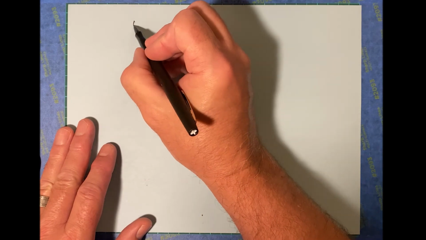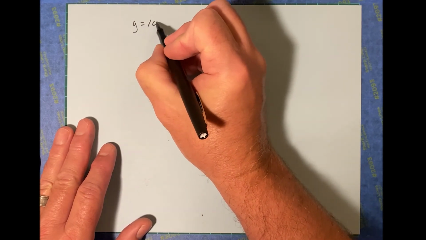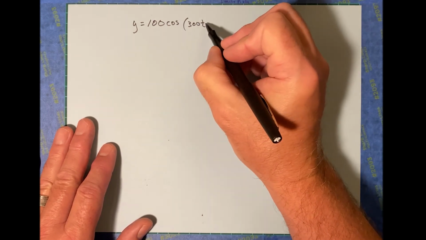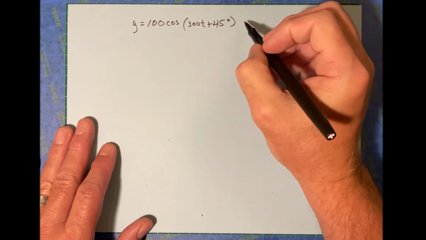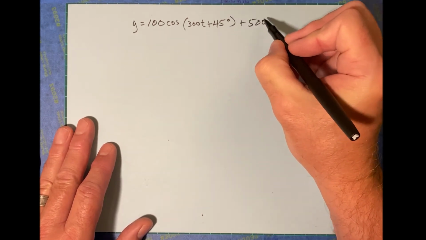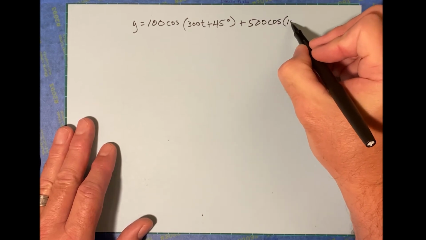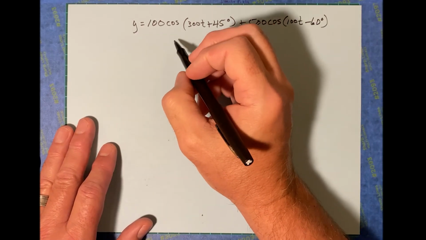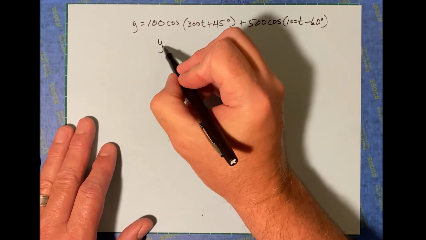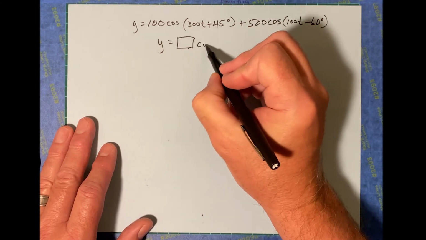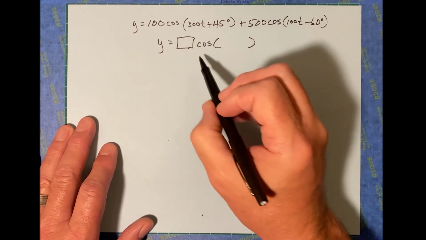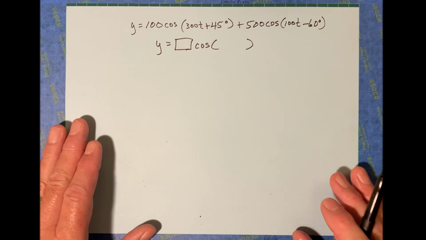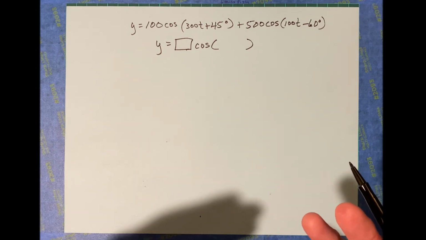Let's say that I have y equals 100 cosine of 300t plus 45 degrees plus 500 cosine of 100t minus 60 degrees. And what I want to do is write this in the general form of some amplitude times the cosine of some argument, in other words, one sinusoidal function. All right, can I do this one? The answer is no, I cannot.